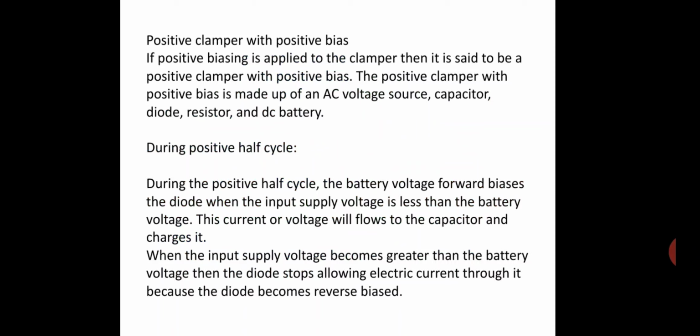When the input supply voltage becomes greater than the battery voltage, the diode stops allowing electric current through it because the diode becomes reverse biased. When the input is greater than the DC voltage, the diode is reverse biased and is an open circuit, and the output through RL is received.